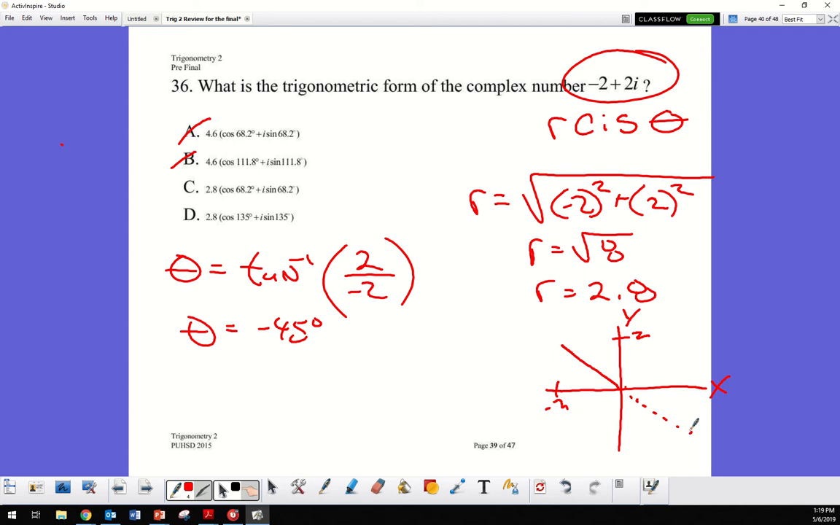Since it gave me the answer down here, what am I going to have to do to fix this one? Add 180. So I take that number, I add 180. That's going to give me 2.8 cis 135. Very good. So it's going to be 2.8 cis 135.